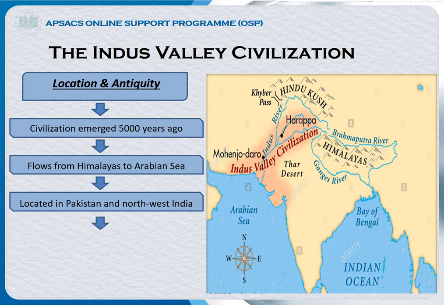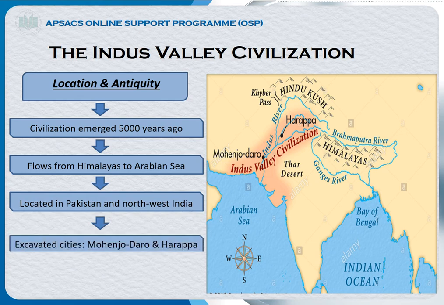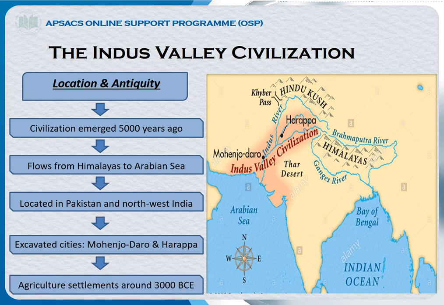There are two excavated cities very well depicted in this map here, that is Mohenjo-daro and Harappa. Mohenjo-daro on the lower Indus plains in Sindh and Harappa in southern Punjab. And this started as agricultural settlements around 3000 BCE on the banks of the mighty Indus.